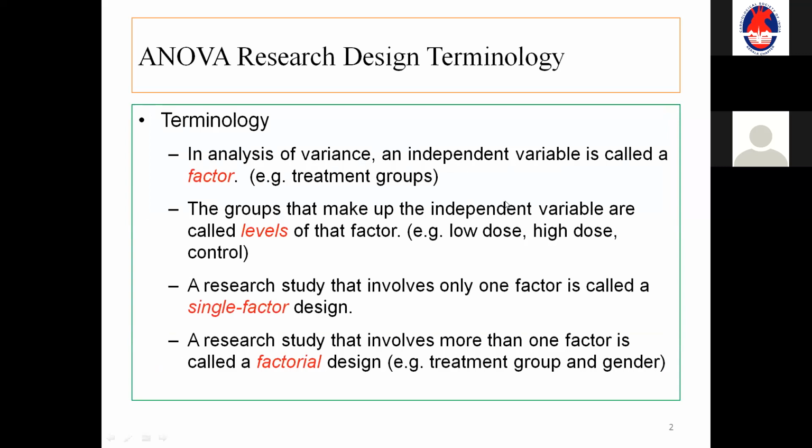So these are some of the ANOVA research terminologies. In the analysis of variance, an independent variable is called a factor, which is actually a treatment group or any sort of grouping which we want to analyze. The groups that make up the independent variable are called levels of that factor. Suppose there are two different treatment levels, like high dose and low dose. So totally we might have.